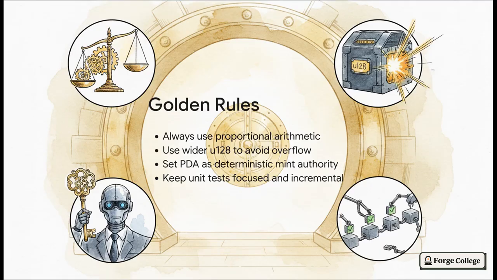Number 3, set your program-derived address as the deterministic mint authority, so it acts as that incorruptible robot manager. And number 4, keep your unit tests relentlessly focused and incremental.